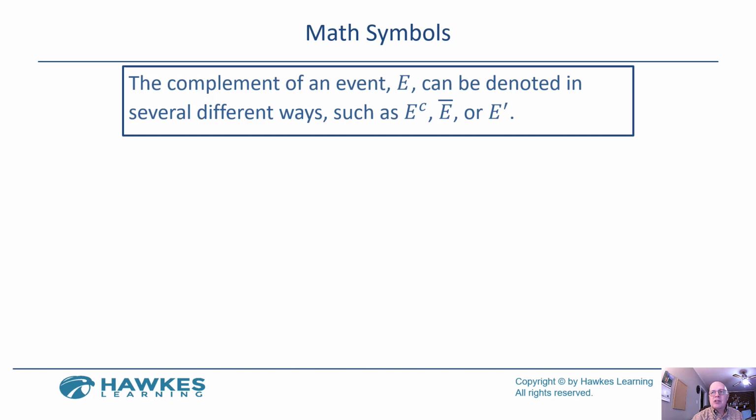And there's another one. I forgot about this one. E bar is another way of saying complement of whatever E is. This would be the equivalent of saying E is not happening. Either E happens or E does not happen.